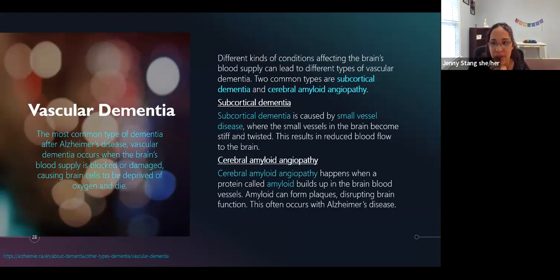So different kinds of conditions affecting the brain's blood supply can lead to different types of vascular dementia. So we're going to talk about the two most common types, which are subcortical dementia and cerebral amyloid angiopathy. I'm not sure how to pronounce it, so forgive me. Subcortical dementia is caused by small vessel disease, where the small vessels in the brain become stiff and twisted, and that results in reduced blood flow to the brain. Cerebral amyloid angiopathy happens when a protein called amyloid builds up in the brain blood vessels. Amyloid can form plaques, disrupting brain function, and this also often occurs with Alzheimer's disease.